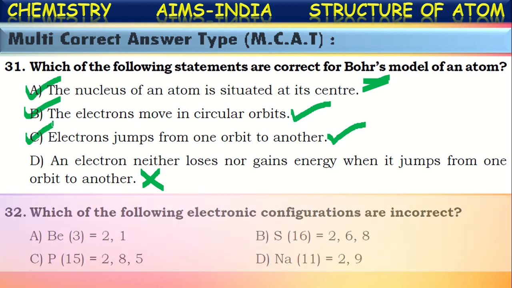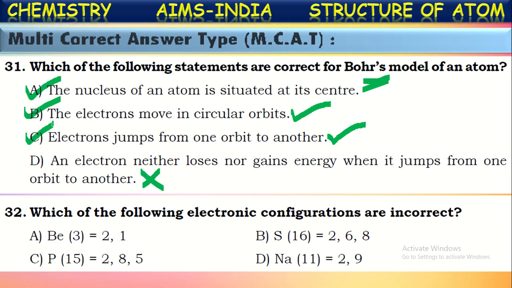Okay. See the next question. Which of the following electronic configurations are incorrect? See the configurations here. First one, beryllium. We know the atomic number of beryllium is 4, but they mentioned here 3. So it is an incorrect configuration for beryllium because its atomic number is 4. It should be 2, 2, but they mentioned here 2, 1. So it is an incorrect configuration.